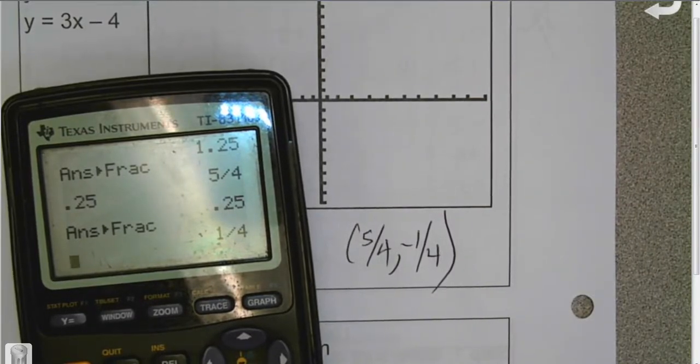So this covers equations. We're going to pick up with inequalities in the second video. So go ahead and switch notes and go to the inequalities.